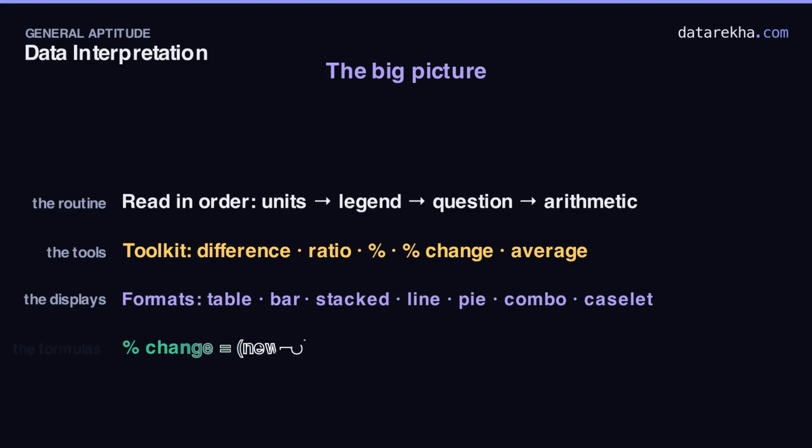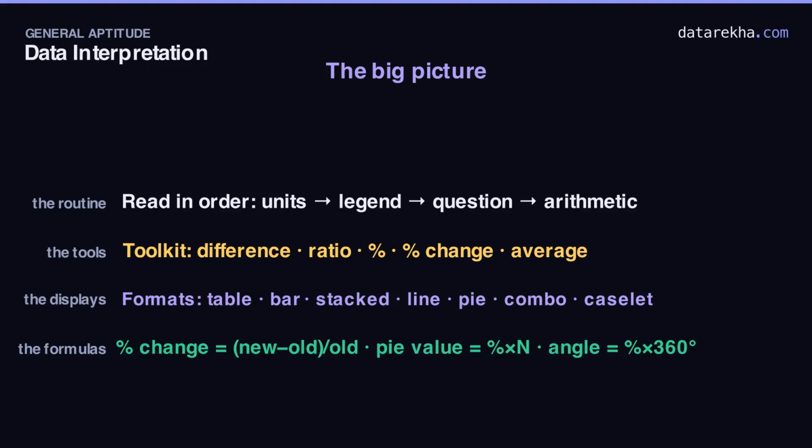The table, the bar, the stacked bar, the line, the pie, two charts at once, and even a caselet in words. Keep 3 formulas close. Percentage change is new minus old over old. A pie slice's count is its percent times the total, and its angle is its percent times 360. Read carefully, name the operation, and any chart or table becomes routine.